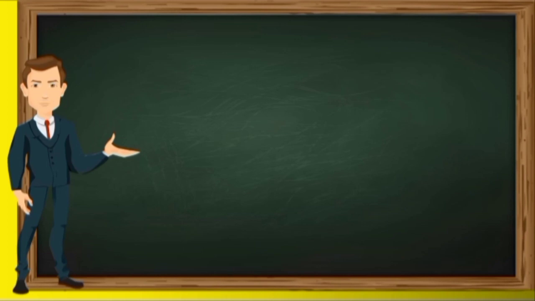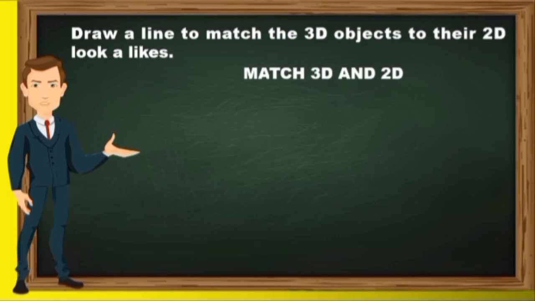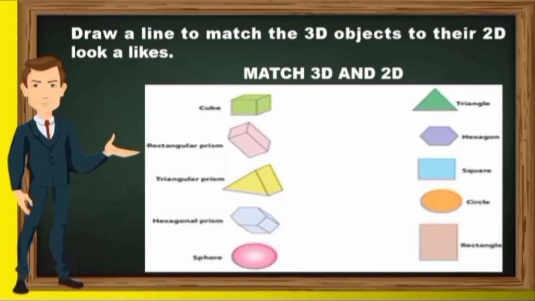Before we proceed to our new lesson, let's have first a short drill. Draw a line to match the 3D objects to their 2D lookalikes. Number 1. Cube. What is the 2D object matched with the cube?